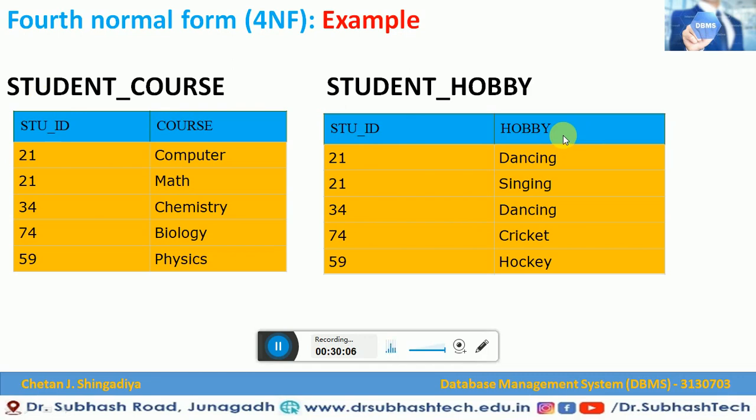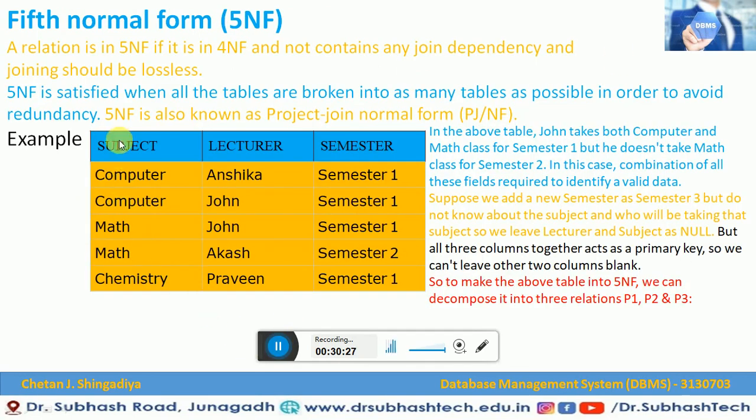are no multiple hobbies or multi-valued attributes with each other, because here you can see that 21 is related to computer and 21 is related to math. So there is no multi-valued combination of that, and after seeing this example, we can say that that particular relation is in 4NF. Now let us understand what is fifth normal form, that is 5NF.